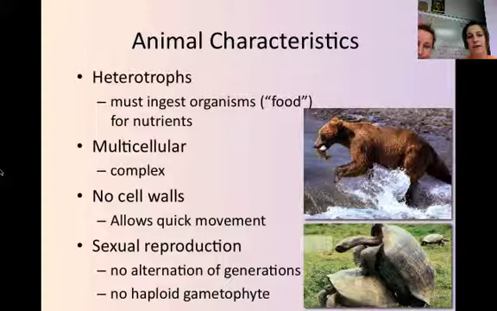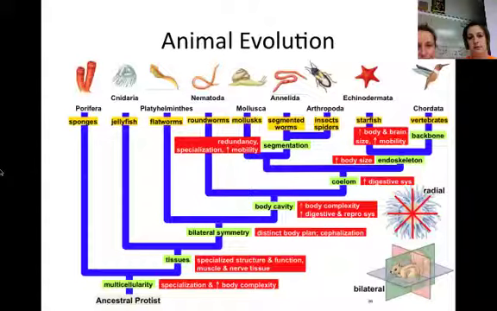Animals are multicellular, meaning they're more complex. They do not have cell walls. Remember, plants, protists, those did have cell walls. This does allow for quick movement. And then sexual reproduction, this allows for no alternation of generations, and there are no haploid gametophytes.